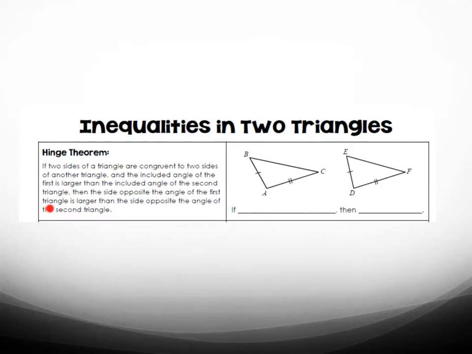So before we get into what the theorem says, let's take a look at the triangles. We have two sides that are congruent, but we don't have an angle. So these triangles are not congruent because we don't have enough information. But what can we do with the information that we have? We can make comparisons between sides and angles.